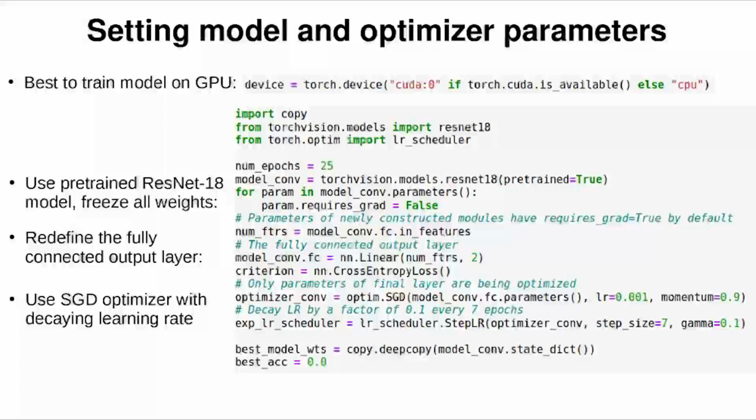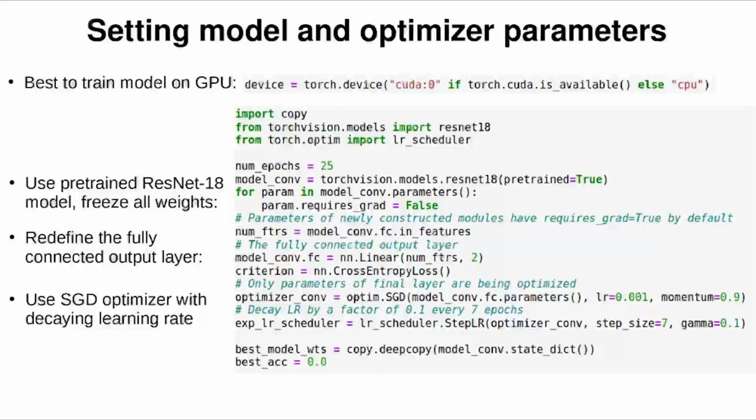A newly created layer in PyTorch has the requires_grad parameter, which defines whether its parameters will be adjusted during training, set to true by default. Therefore, we now have a ResNet 18 model with a modified output layer for which all parameters, except for those of the fully connected output layer, have been frozen.